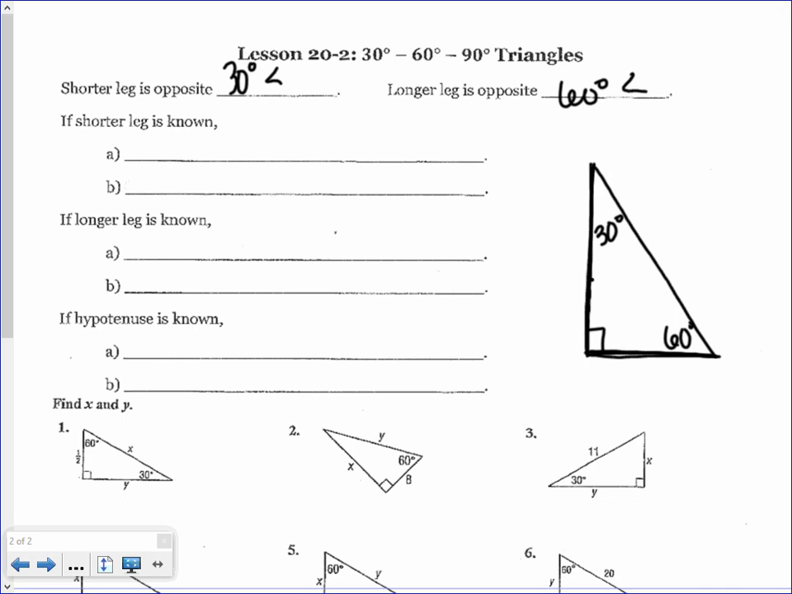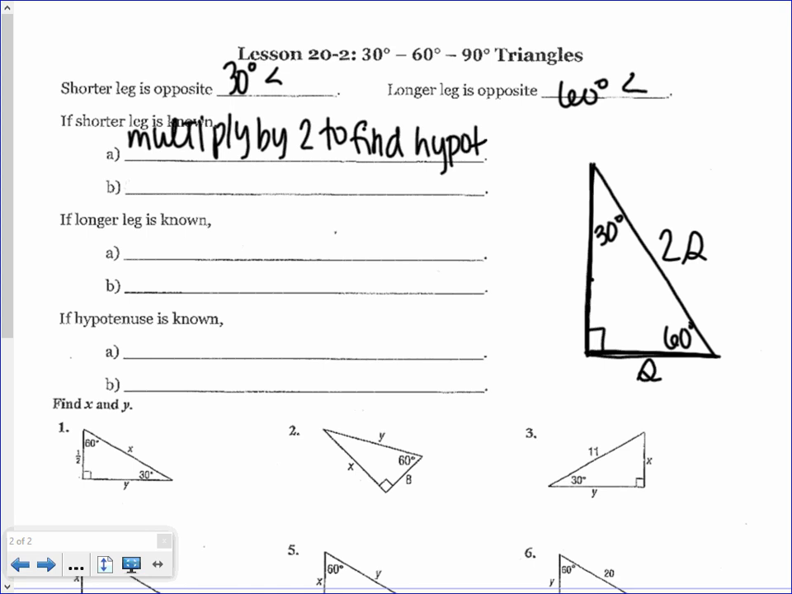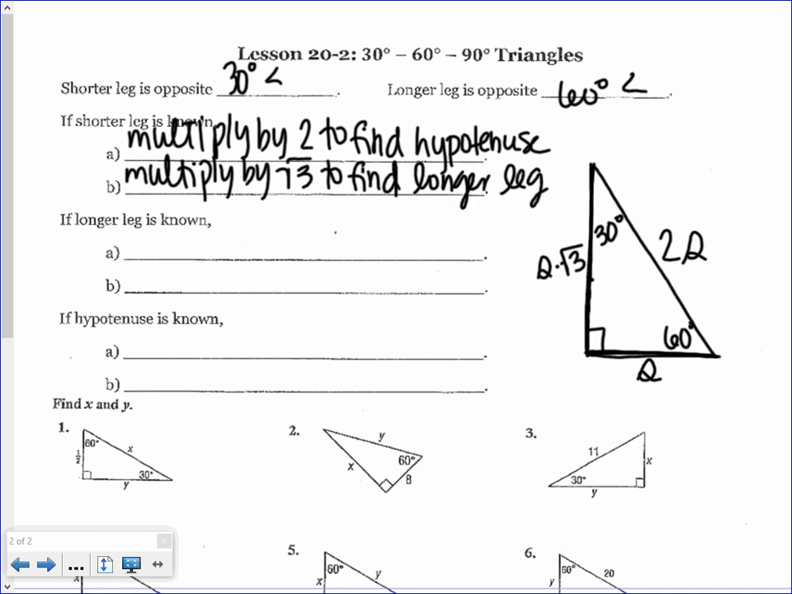If I know my shorter leg, I'm going to label it as S. Your hypotenuse is going to be 2 times the shorter leg. So if your shorter leg is known, all you're going to need to do is multiply by 2 to find the hypotenuse. If you are looking for your longer leg, you're going to multiply by the square root of 3 to find the longer leg. And so those are the ratios that we can use here.